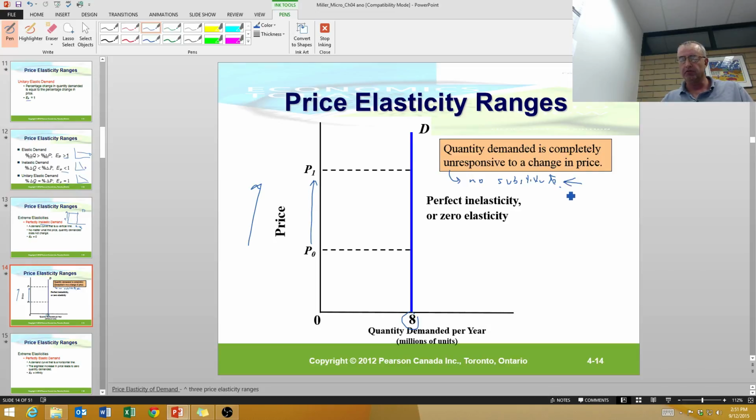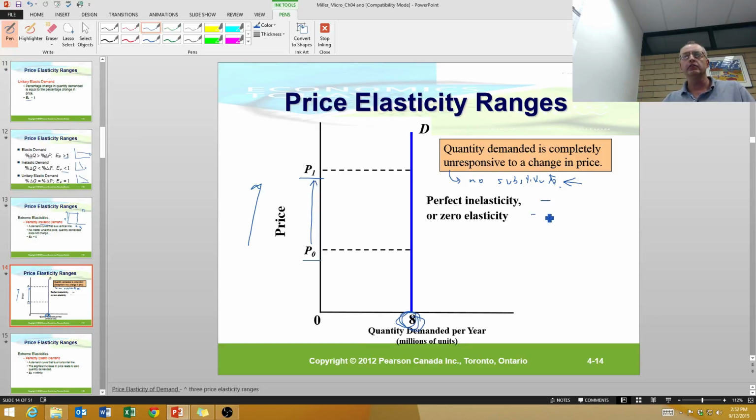There's no substitute for insulin, therefore the demand for it by diabetic people is perfectly inelastic. Another good example is food to a starving person. If you're starving, whether the price is P1 or P2 doesn't matter. You're still going to pay for that quantity of food regardless of the price, because you need to survive.